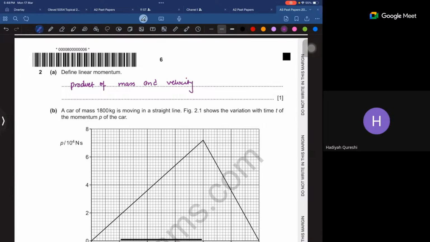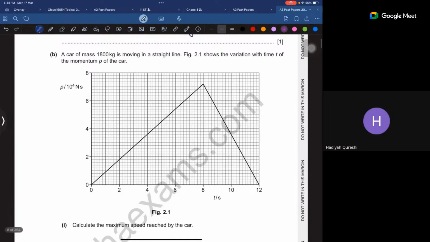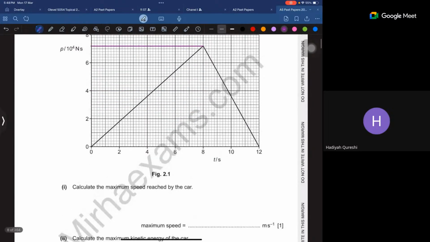Finally, we are going to calculate the maximum speed of the car. Now, how do we do this? Maximum speed of the car. So the mass of the car is given. You have the maximum momentum right here. I think at maximum momentum, you should have the maximum speed, to be very honest. So momentum is mass times velocity.